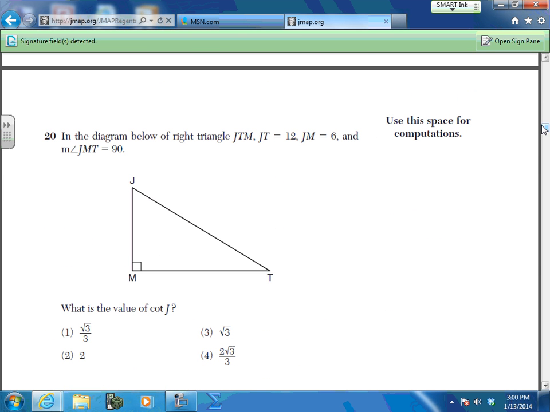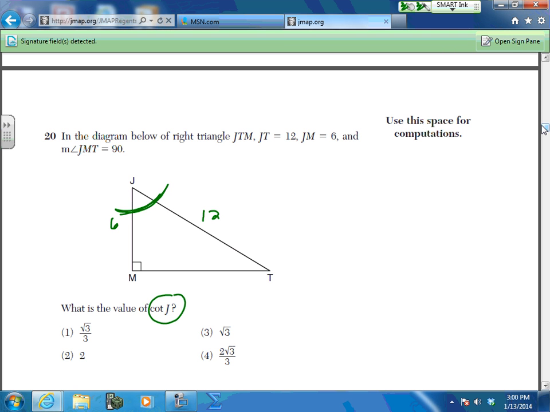Okay, number 20. Number 20 gives us a right triangle. And the measure of JT is 12. The measure of JN is 6. And there's your 90-degree angle. Okay, it wants to know what is the value of the cotangent of J.